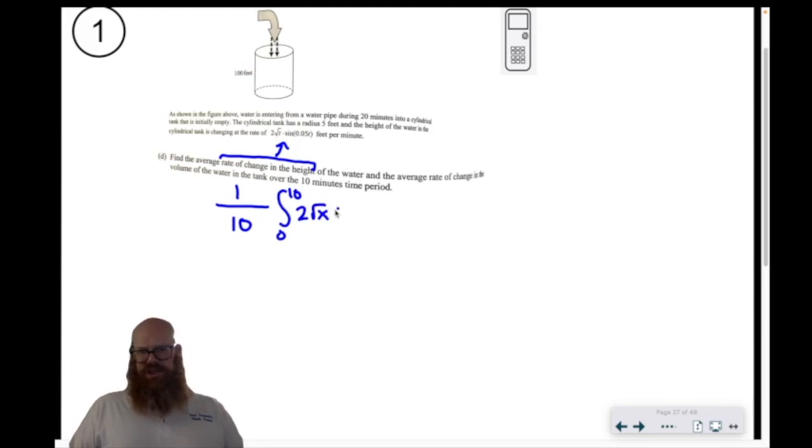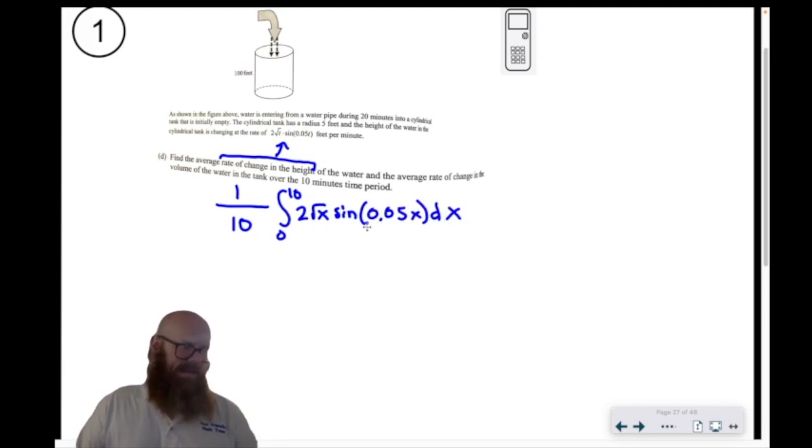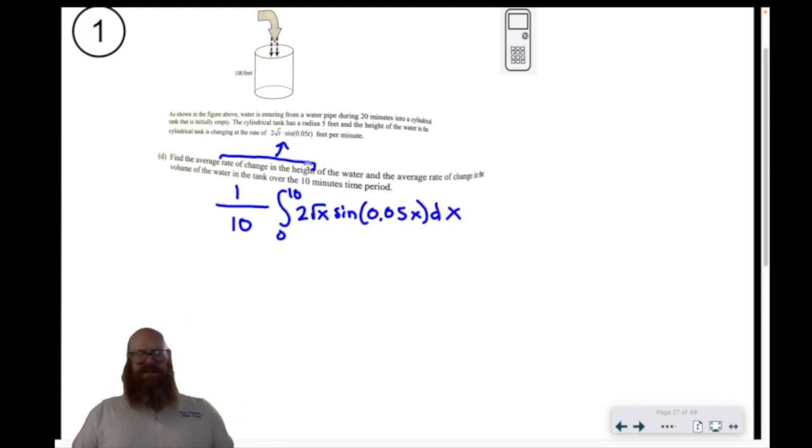I would change them to x's because I would use my calculator, or I'll just take the answer from before and divide by 10, because basically this is the answer to part B.